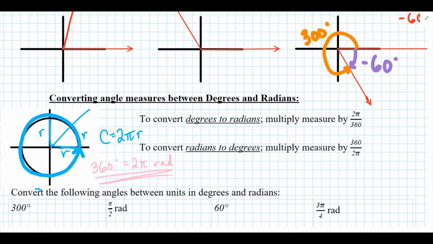When we know an angle's measure in degrees and need to convert to radians, we can multiply the measure by 2 pi over 360, which is equal to pi over 180. When we know an angle's measure in radians and need to convert to degrees, we can multiply the measure by 360 over 2 pi, or 180 over pi.